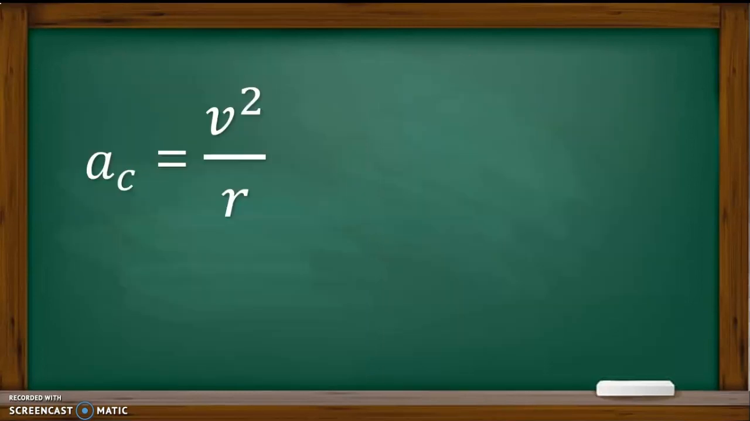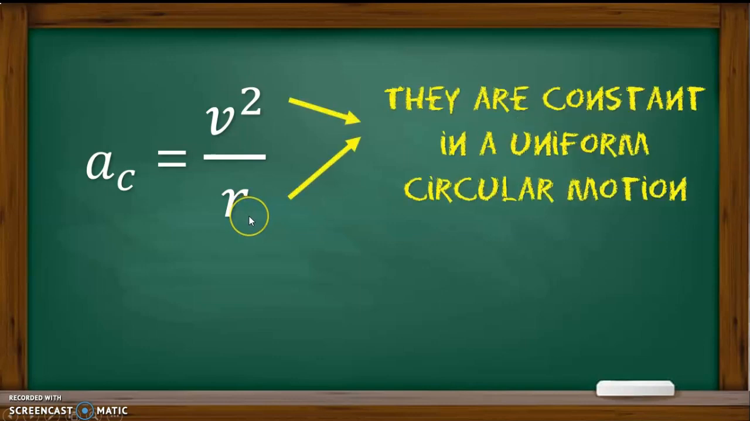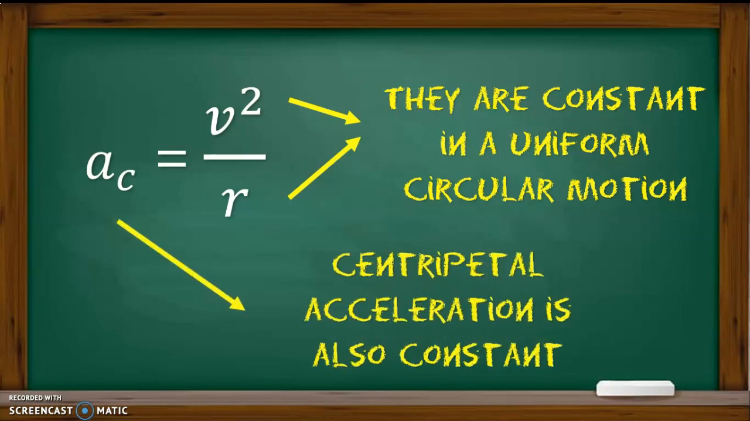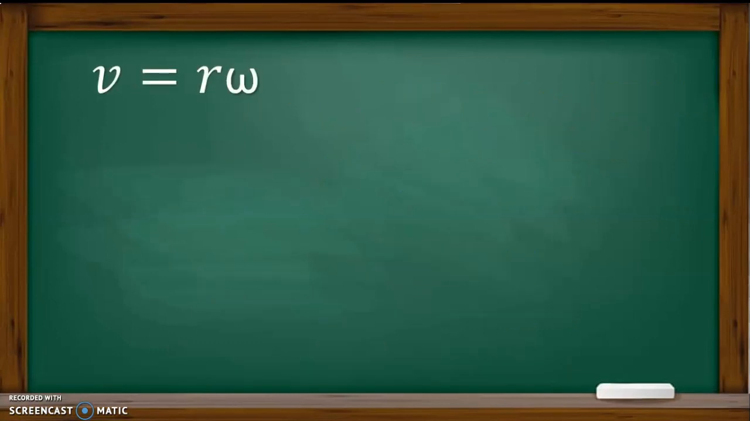Centripetal acceleration is expressed in this equation. The magnitude of centripetal acceleration equals the speed squared divided by the radius. Since both the speed and the radius are constant in uniform circular motion, the magnitude of the centripetal acceleration is also constant. It is also useful to express centripetal acceleration in terms of angular velocity.